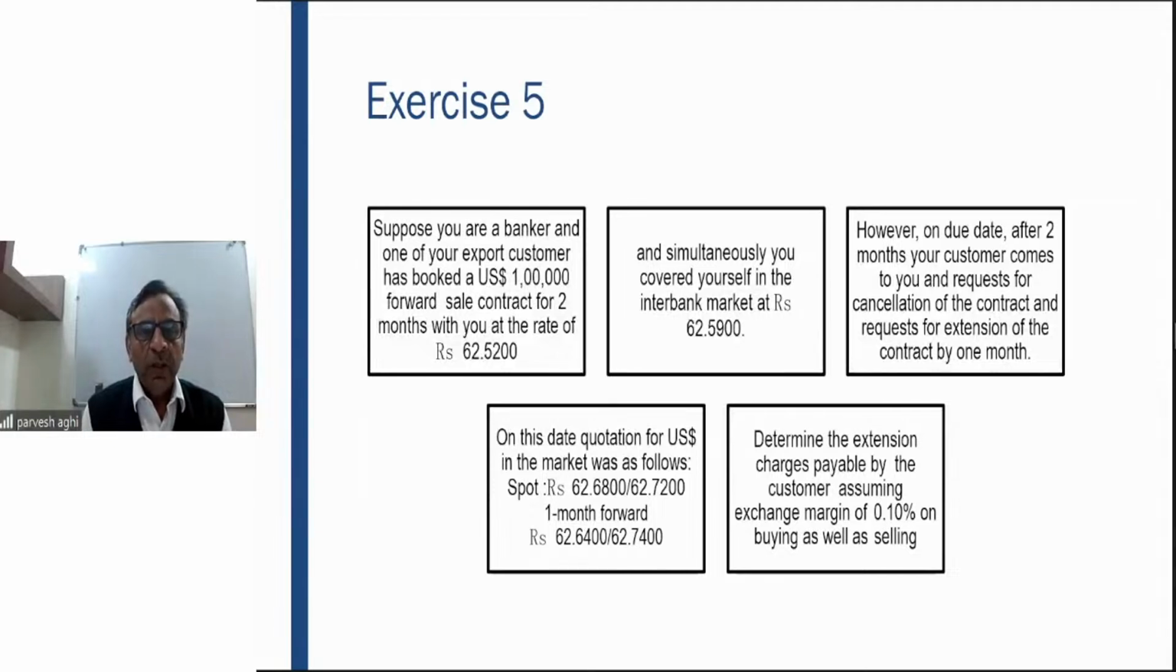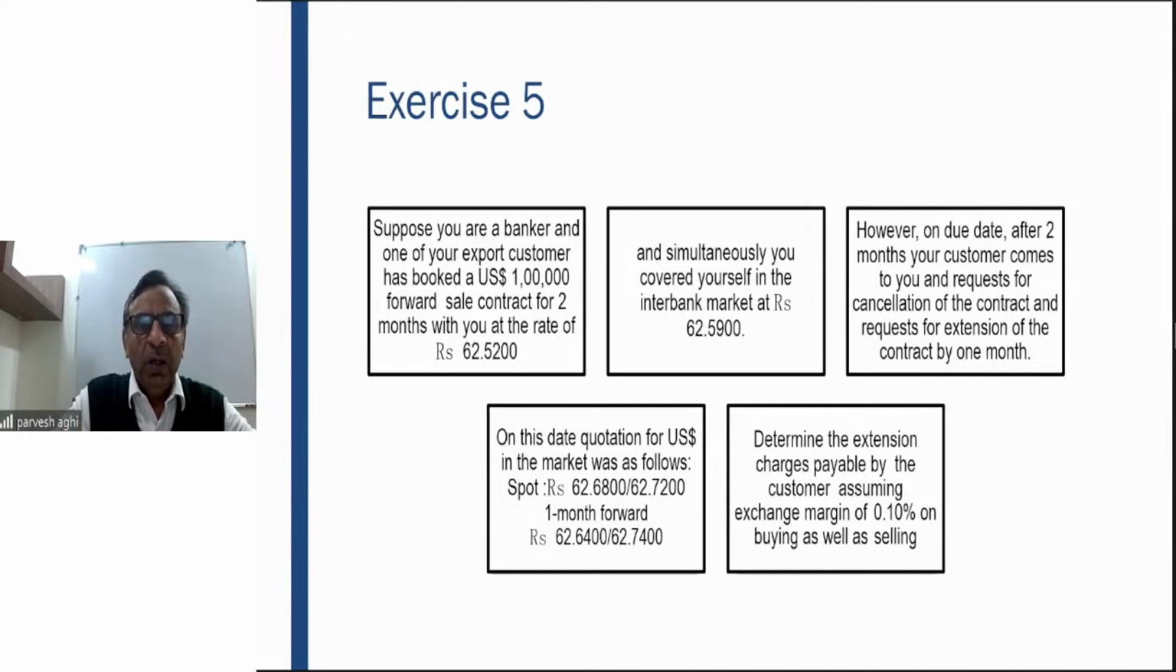Now, the bank is going to sell these dollars in the interbank market. At the same time, they're going to enter into a covered transaction. So they took the dollars at 62.52 from you and disposed of these dollars through a covered contract at 62.59. So now they don't have any exposure in dollars.